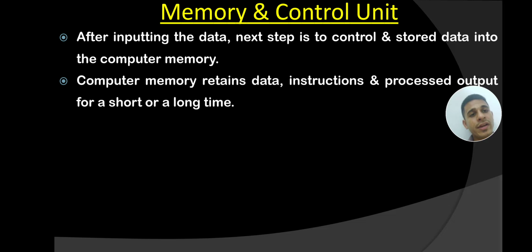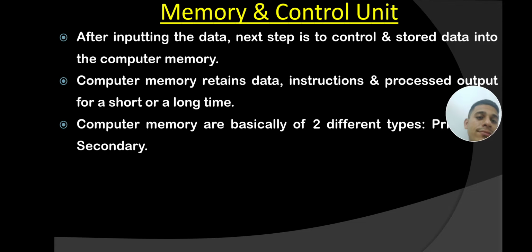Computer memory retains data and instructions. Retain means that computer memory will accept data and instructions, and it will process them and output for a short or long time. Whatever input data you provide will get processed, and based on that process the output will get displayed. But it depends: output will display for a short time or for a long time as per the requirement.